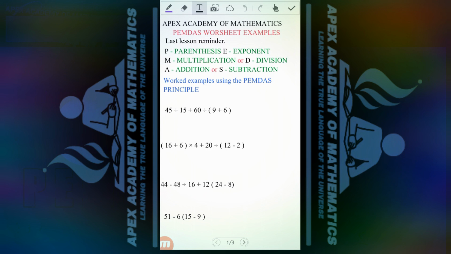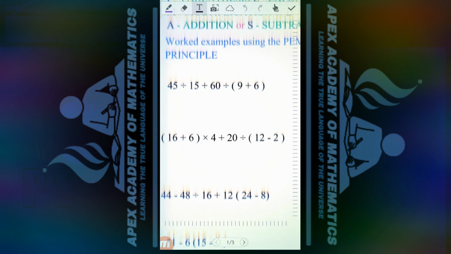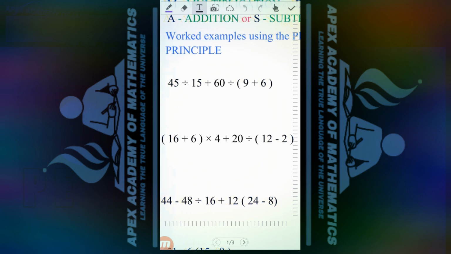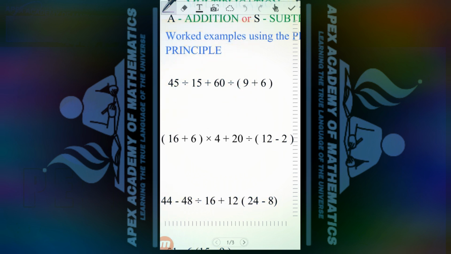Okay, so here we have this example, and I want to give you a little zoom of this. I'm going to change my ink here to black. What we have here is 45 divided by 15 plus 60 divided by (9 plus 6). The way I do these types of questions is, the very first thing I do is identify the operations that I'm dealing with.